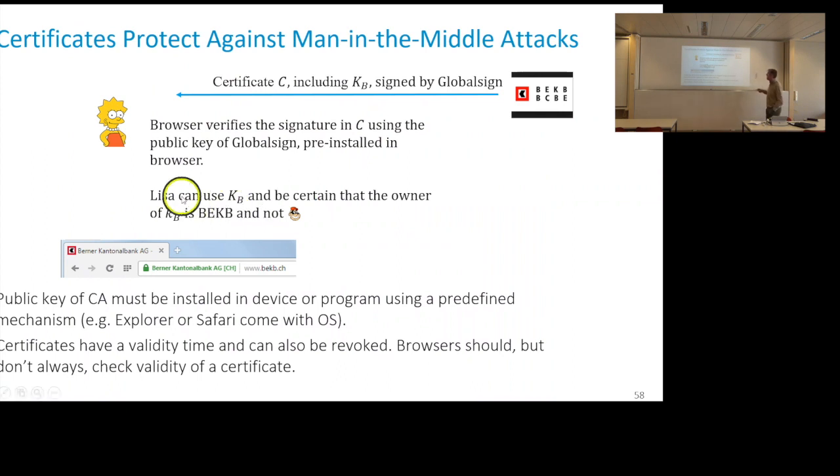Now, if Lisa has this certificate, whenever she receives something from the bank, she will receive a certificate, not just a public key, and the public key is signed by GlobalSign. Lisa or her software must have, of course, the public key of GlobalSign. Typically, it is pre-installed in the browser or in the operating system software. So if you buy a Windows PC or a Mac, it is there, but if you download something from Linux, then you need to be more careful.